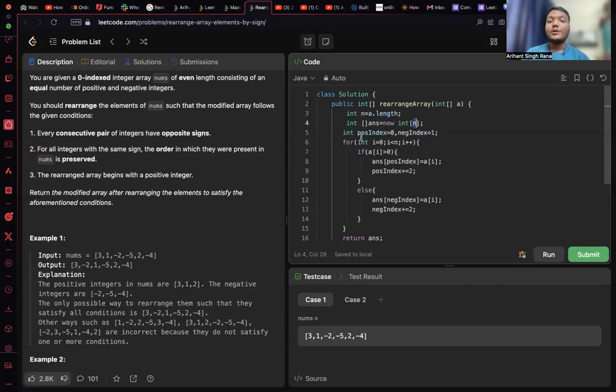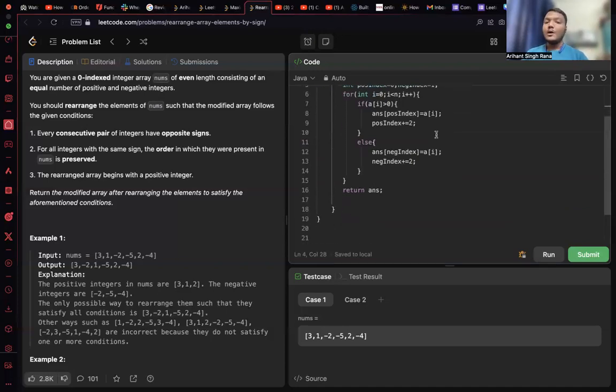So that's why I created two integers, which would accommodate the even indexes and the odd indexes. The positive index only accounts for the positive numbers, and the negative index would only account for the negative numbers. Now after that, I initiated a for loop which would iterate through each and every element that is available inside my array.